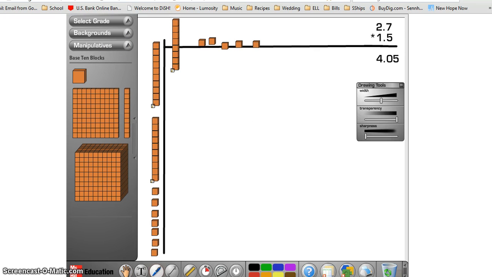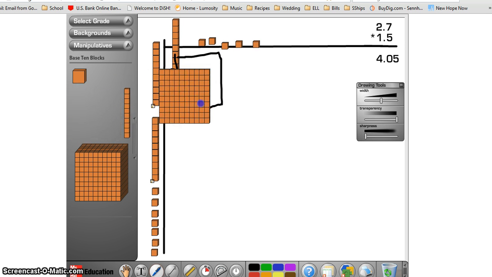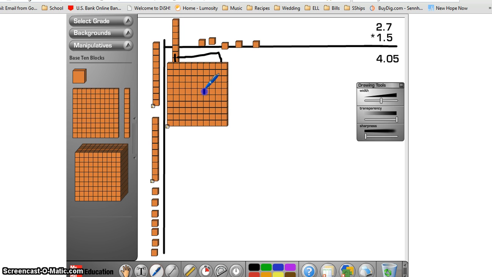As you can see here, I've got my 2 and my 7, and here I have my 1 and my 5. And how this works is you're going to multiply it out, just like you would an area model. So here you have a long times a long, which of course is going to be a flat. So you're going to get a flat right there. You're going to get one of those guys. And then here you're going to get another flat.